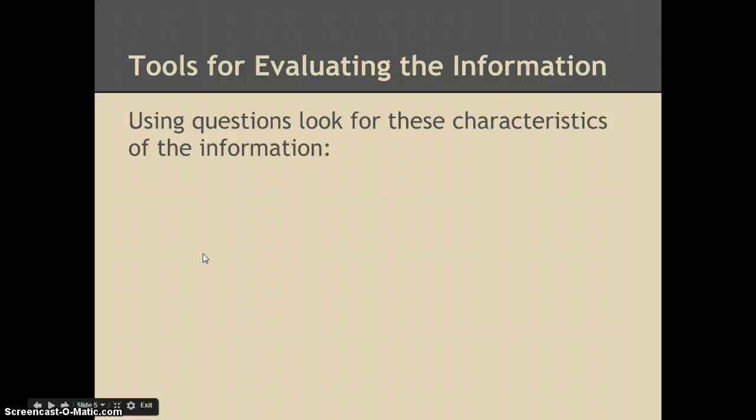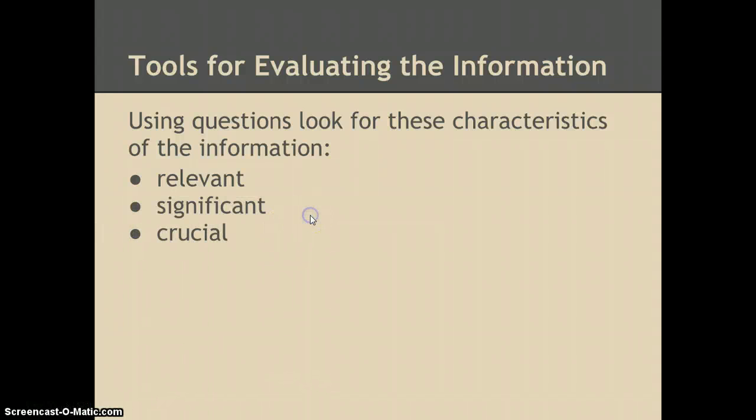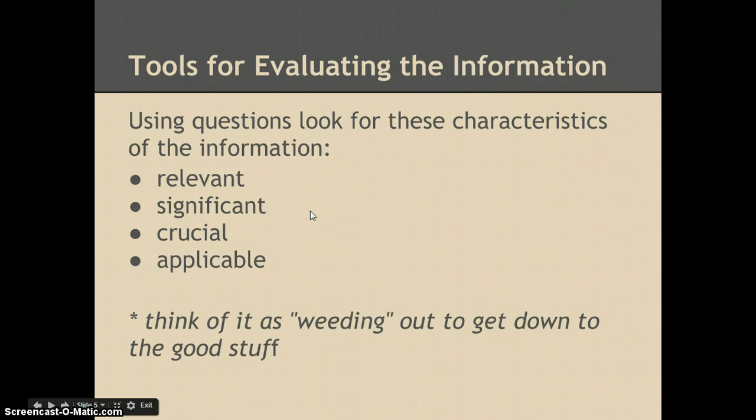Next, we'll talk about tools for evaluating the information. You're going to again use a set of questions and look for these characteristics of the information that you've collected. The information should be relevant to the problem that you're trying to solve. It should also be significant, as well as crucial, and it should be applicable. So think of this step as weeding out anything that just isn't important and trying to get down to the good stuff, all the characteristics that are going to help you solve your problem.